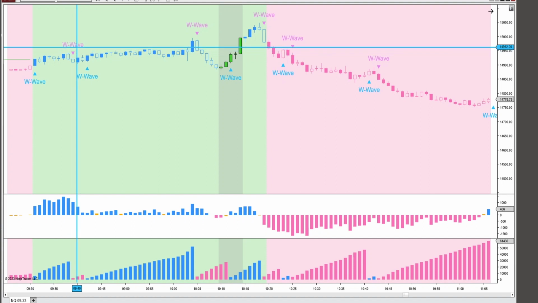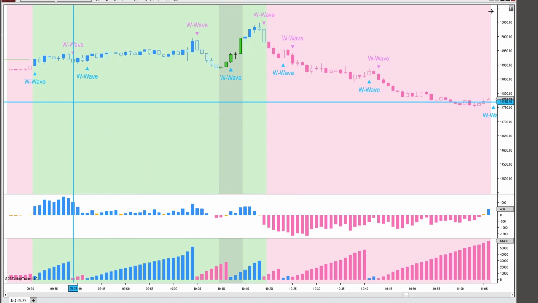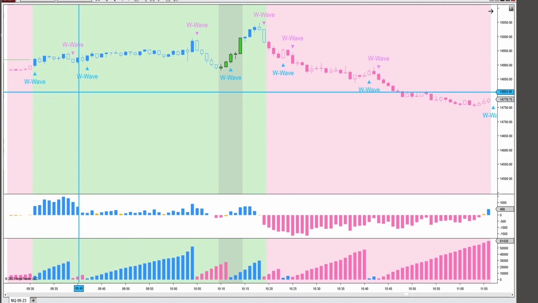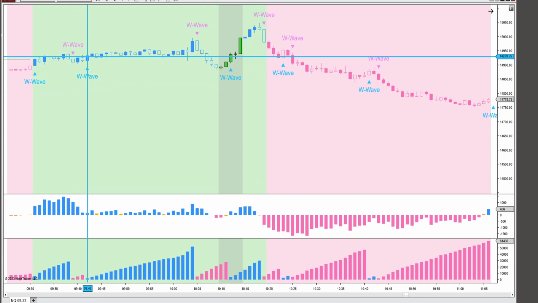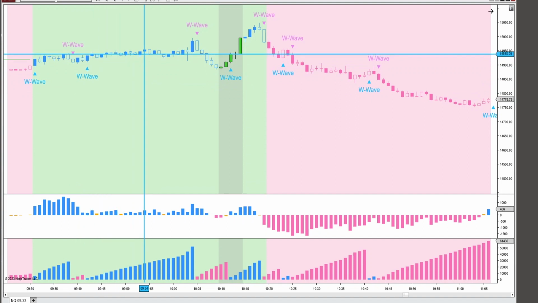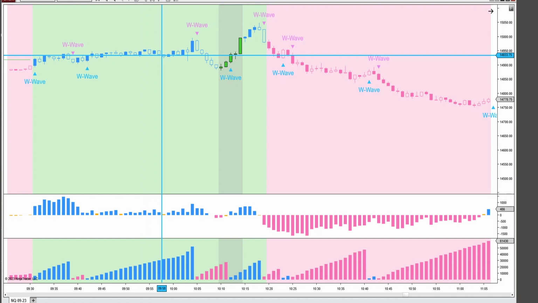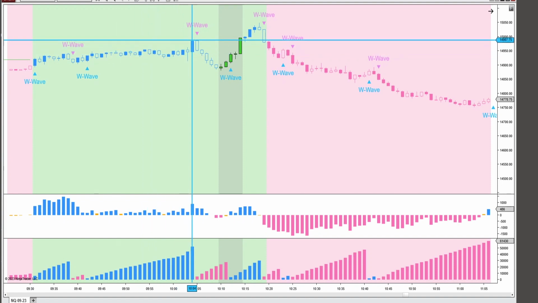This W wave signal we would ignore because of the green background from the cumulative delta. We want everything in alignment. Here's another possible buy opportunity. We really were ranging for most of the morning, so it took about 20 minutes, but it popped up over 60 points.